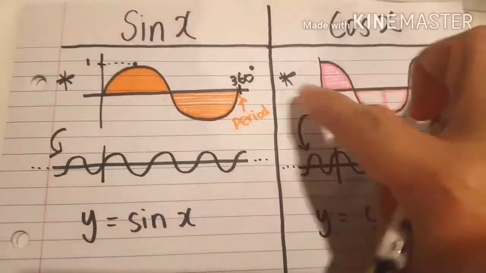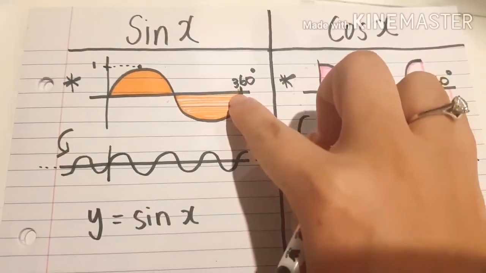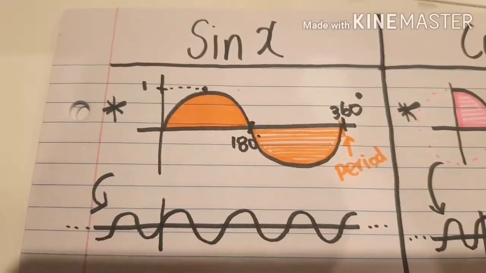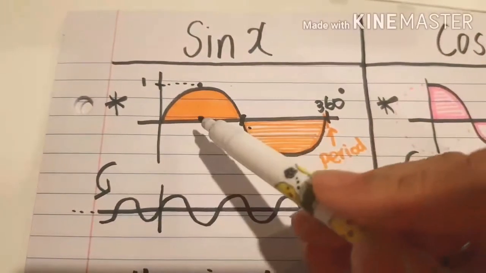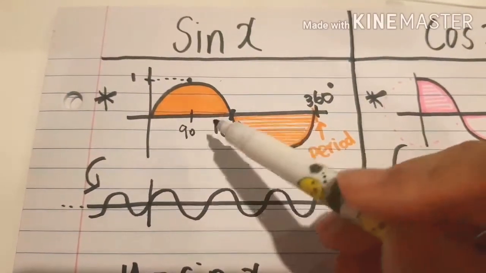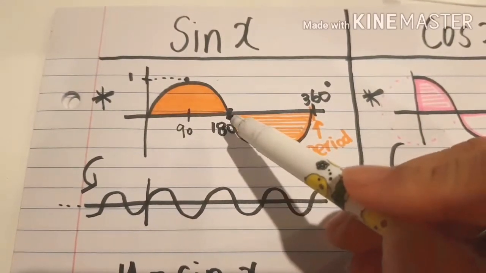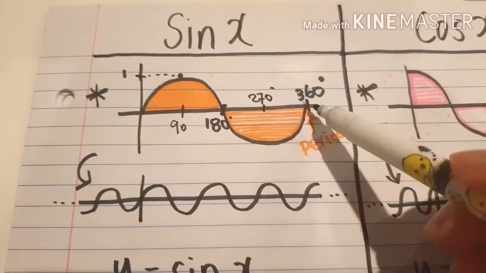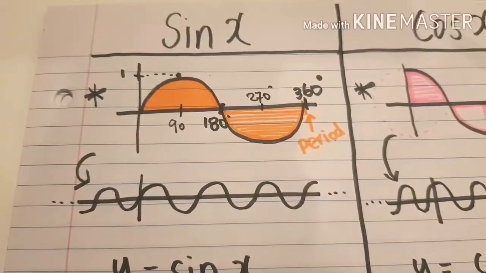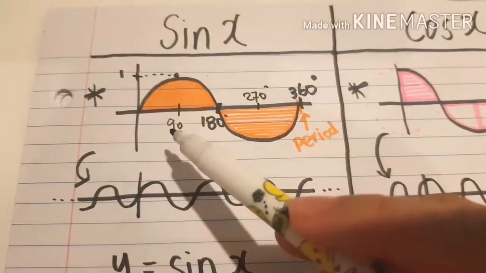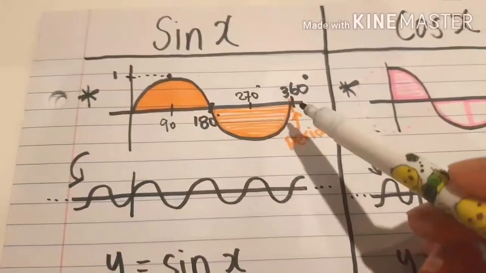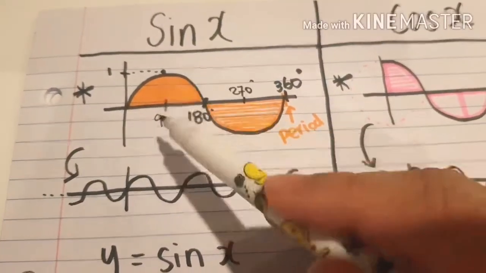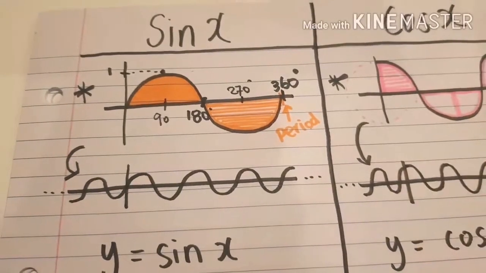If this is 360 degrees, half of this is what? 180 degrees. Half of 180 degrees is 90. So 90, then 180, another 90 will be 270 degrees, and another 90 will be a full period, which is 360. So if you know a value, for example 90, you can double it four times to get the period. If you know the period, you can halve it to find the rest of the values.